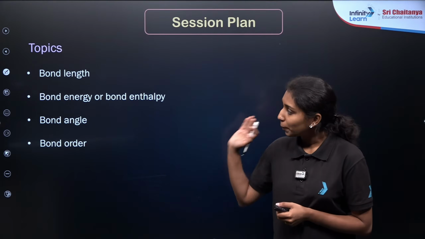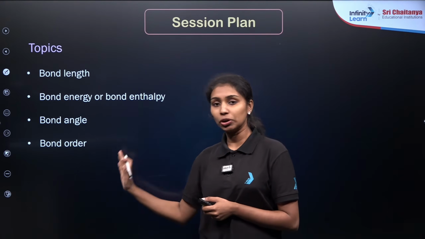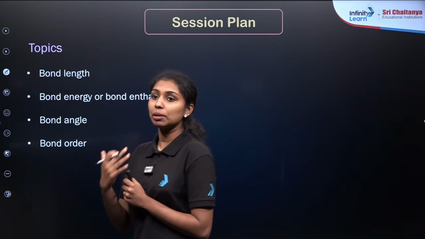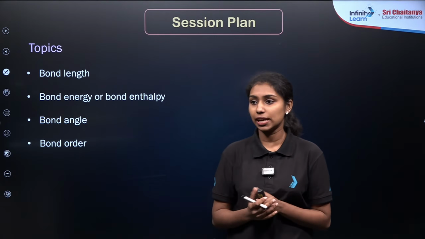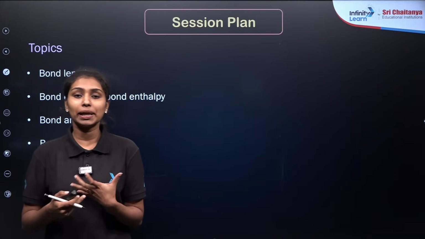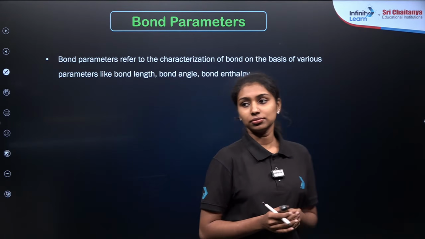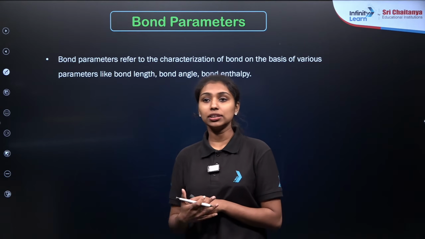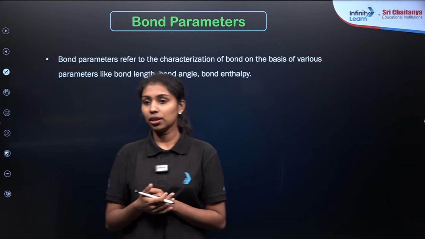Here are the main bond parameters we are going to discuss today: bond length, bond energy or bond enthalpy, bond angle and bond order. We need to focus mainly on these four parameters, how they explain the nature of the chemical bond, and how bond order is related to bond strength, bond energy and so on. Do you have any idea about the bond parameters? If you have an idea about bond order, bond length or bond energy, we can predict whether it is a covalent bond or an ionic bond.